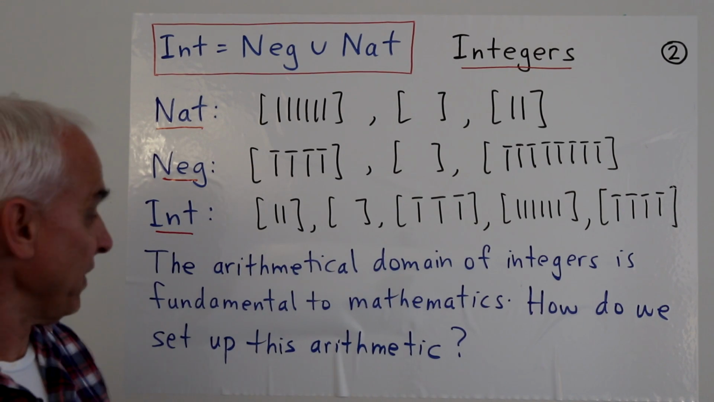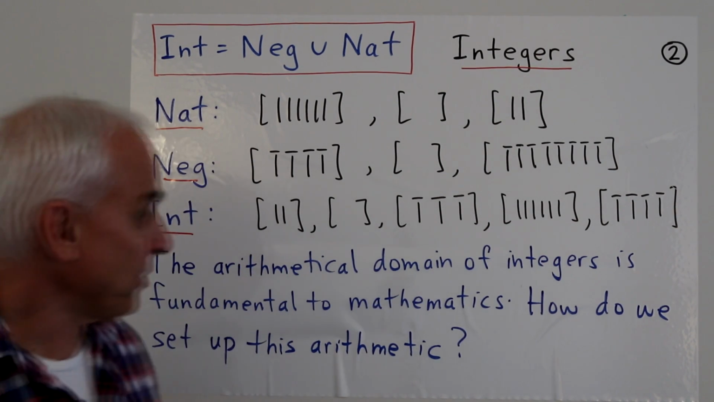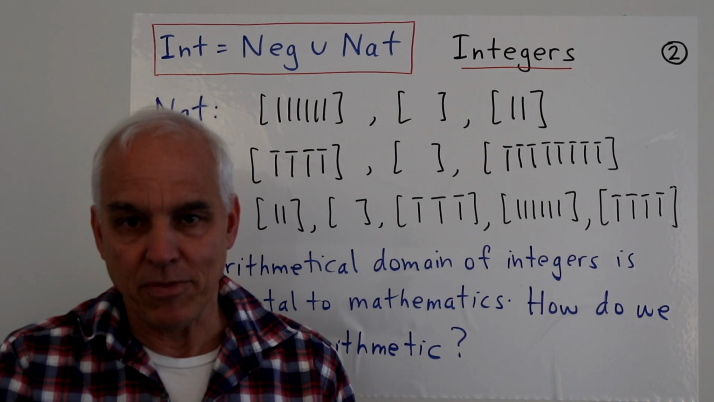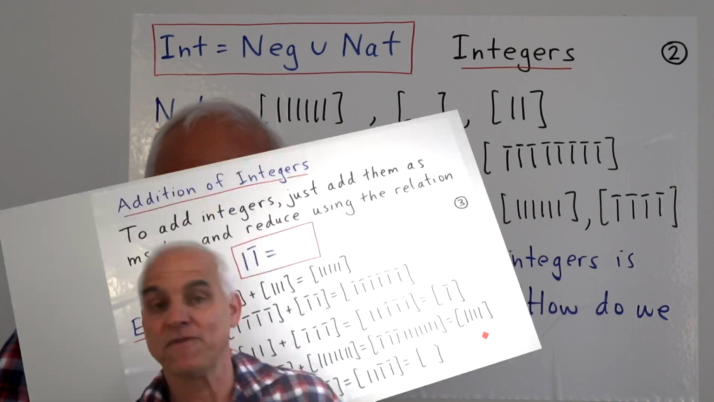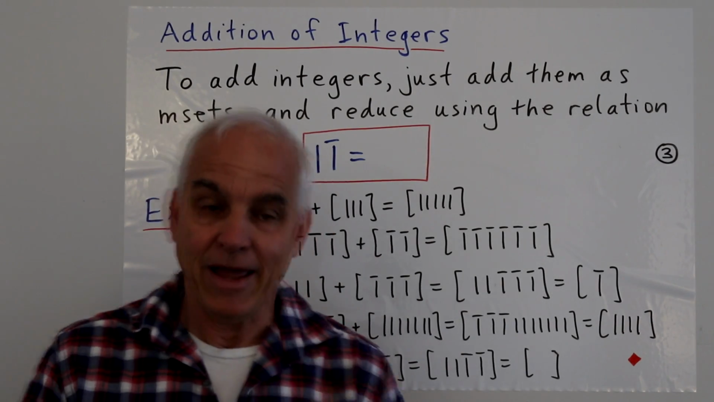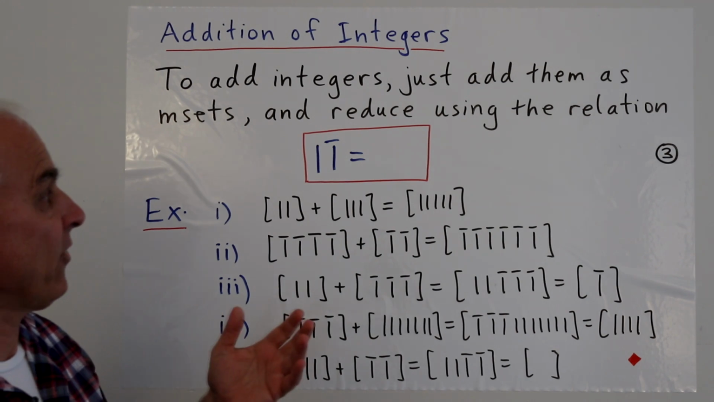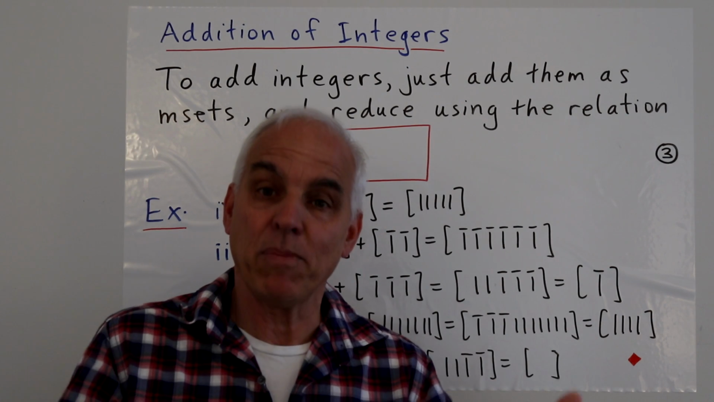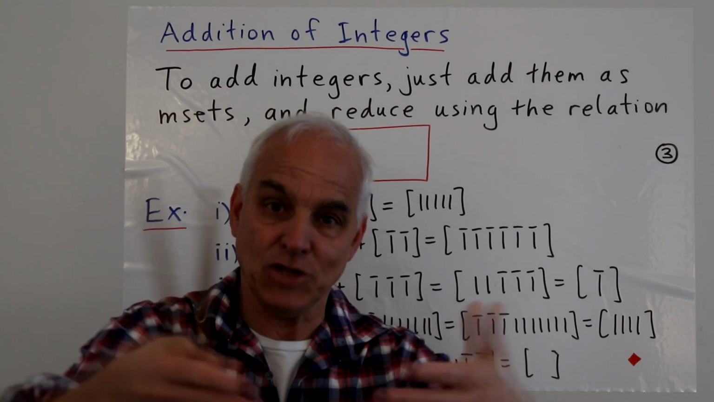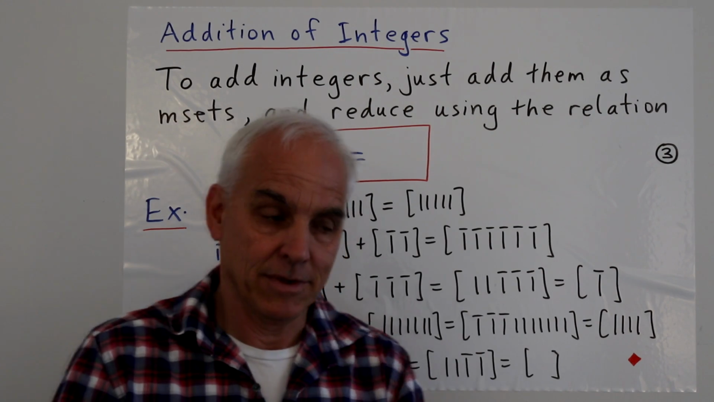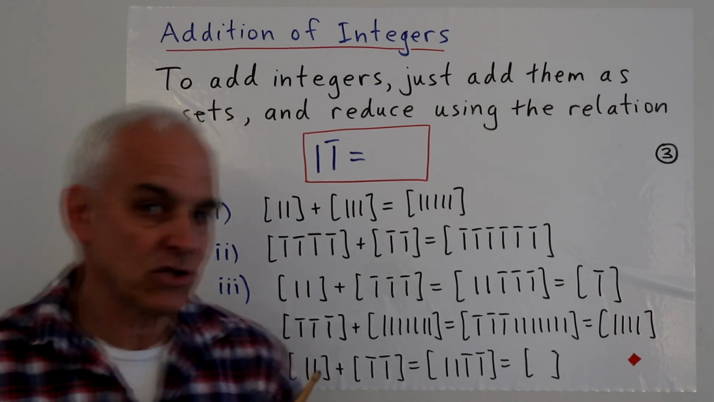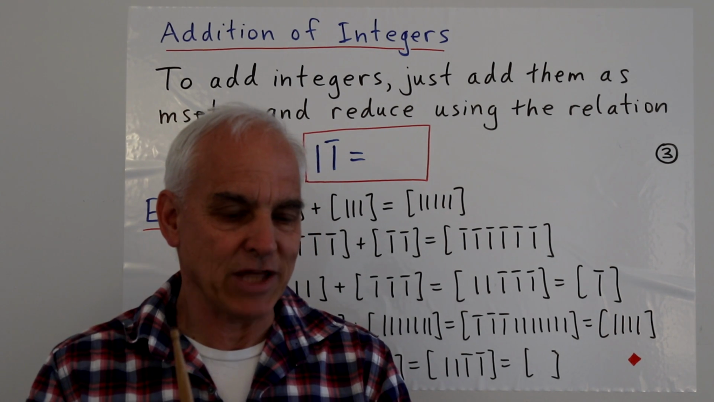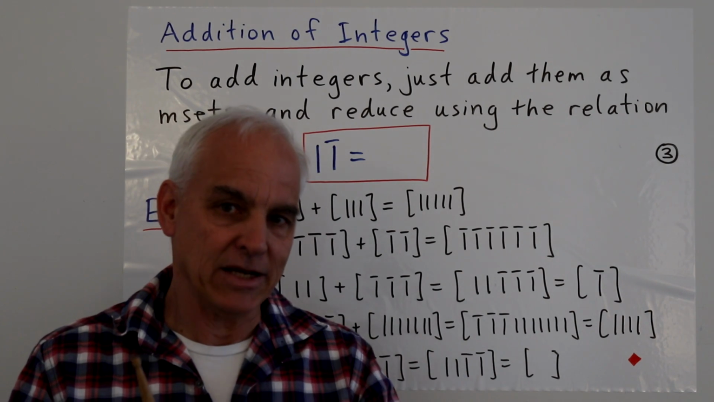So the arithmetical domain of integers is fundamental to mathematics. And so now a natural question is, now that we have the objects that are going to be our integers, how do we set up arithmetic with them? So the fundamental operation is, of course, addition. And that's relatively simple because integers are multisets, and we know how to add multisets. We just do that by combining the entries of various multisets. But there's something a little bit extra that we have to say. So something extra happens when we're doing addition with integers that we don't have when we're just adding natural numbers.